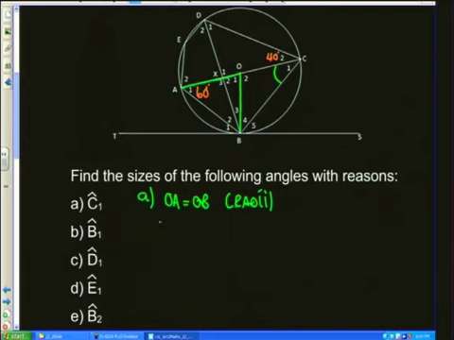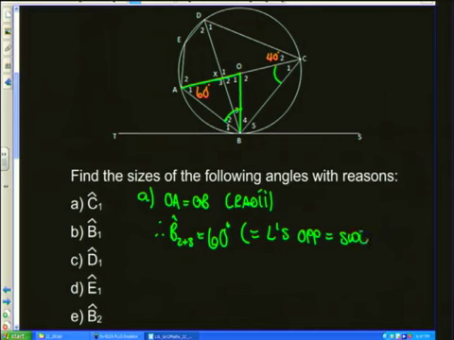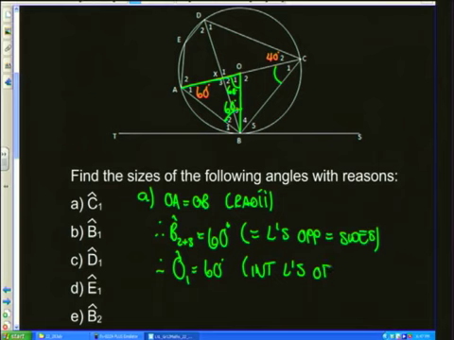Therefore angle B2 and 3 together are also equal to 60 degrees. Why? Because equal angles are opposite equal sides. So we know that that's 60 over there. That would mean, therefore, that angle O1 is also going to be equal to 60 degrees, because of interior angles of a triangle. So we've got 60 degrees over there, interior angles of a triangle.